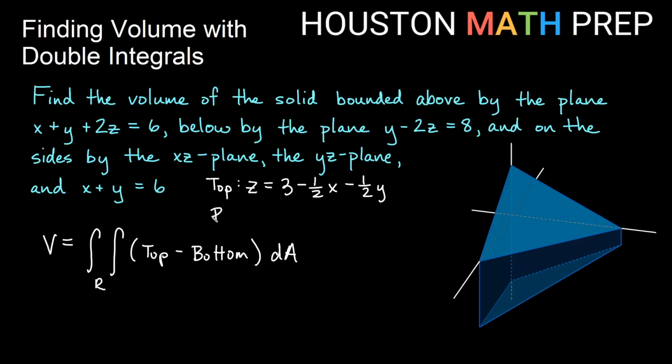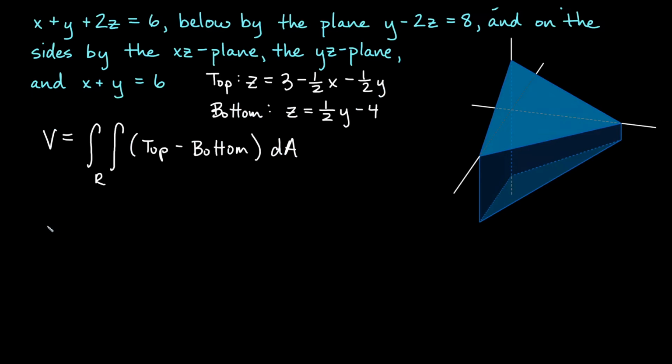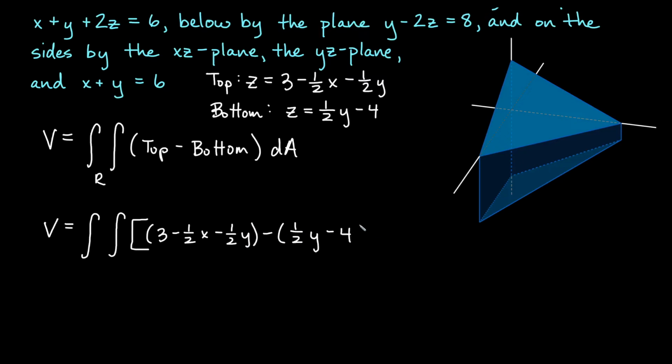And then we'll have to subtract the bottom function. So our bottom here needs to be, again, z equals, right? So if we do that, then we'll get 1/2 y minus 4. So we'll have to do this top function minus this bottom function, and then we'll also have to decide on our bounds. So let's go ahead and start to plug this in. So we have our volume is going to equal my double integral. I'm going to wait on bounds because I need to choose my order. So we'll go ahead and say top minus bottom will be 3 minus 1/2 x minus 1/2 y, that's my top, minus my bottom, 1/2 y minus 4. All of that integrating dx dy or dy dx.